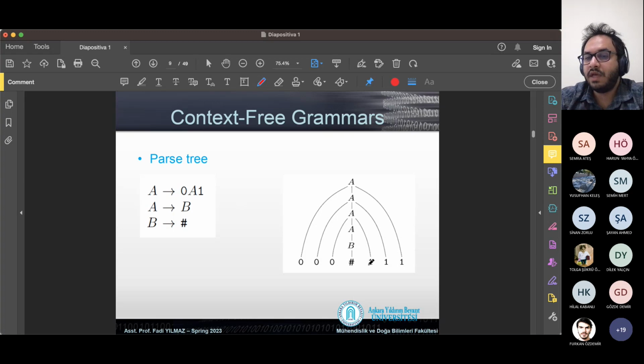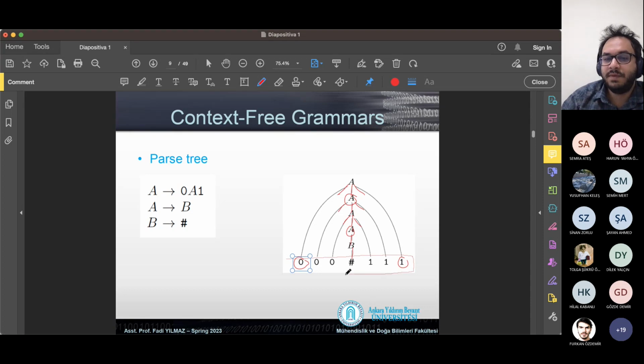So that's also like you can just simulate it as a parse tree, right? The first A becomes 0A1. The second A, you have 0A1. The third A, you have 0A1. Then for the last A, you just have B, and for B, you have just the pound key. It's going to be your string. The parse tree is important, just keep it in your mind.